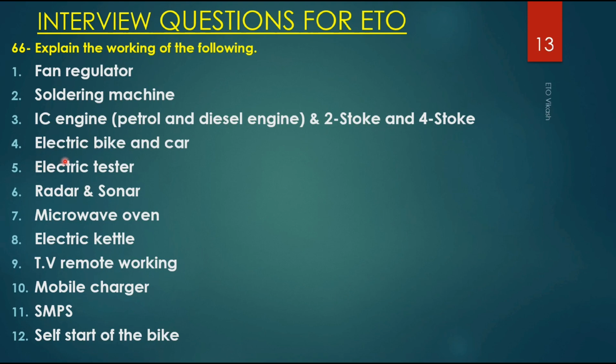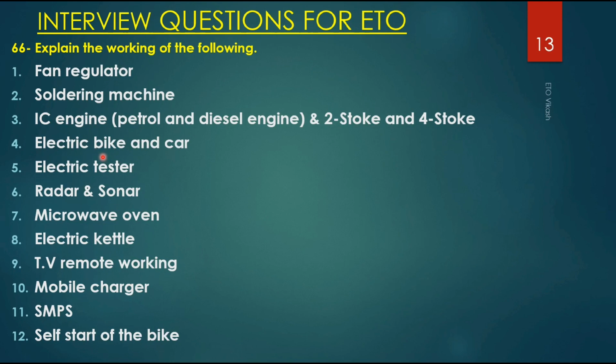Our next is electric bike and car, how it will work. Nowadays many electric bikes are coming, like Ola Electric, Ather, Okinawa, TVS iQube. They are using different types of motors, like a hub motor and mid drive. In a hub motor they are using the motor on the wheel, and in a mid drive motor they are using the motor on a different side, and by the belt they are running the wheel.